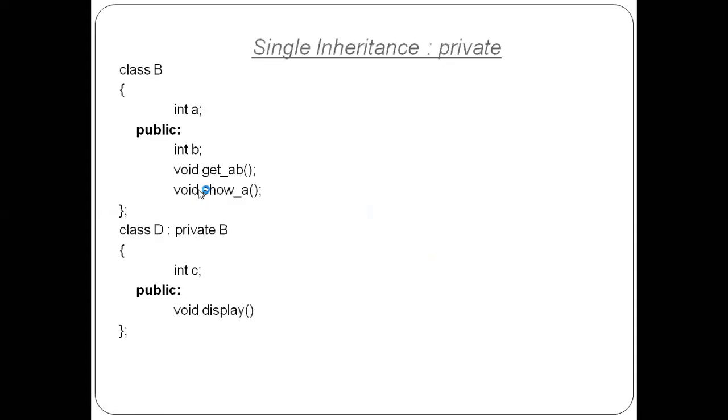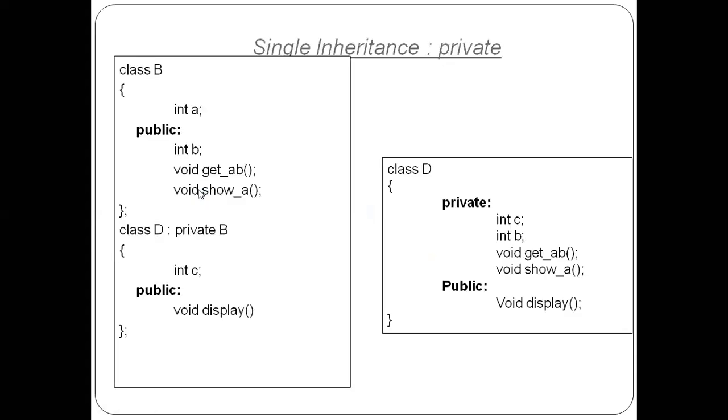Next, what will happen if we make one change? Instead of public, we mark it as private. So what will happen? All the public members which are available inside class B are directly available inside the private scope of class D. Look at the right hand side: integer B is available inside the private scope of class D.